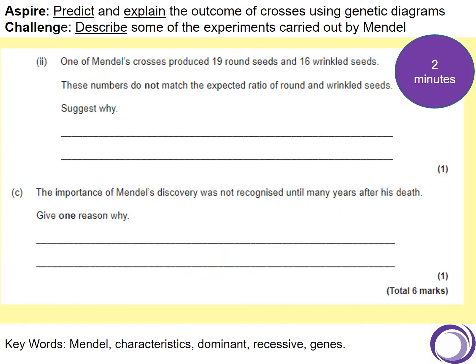Okay, finishing this question off then. One of Mendel's crosses produced 19 round seeds and 16 wrinkled seeds. These numbers do not match the expected ratio of round and wrinkled. Suggest why. And finally, the importance of Mendel's discovery was not recognised until after his death. Why? 2 minutes, off you go.